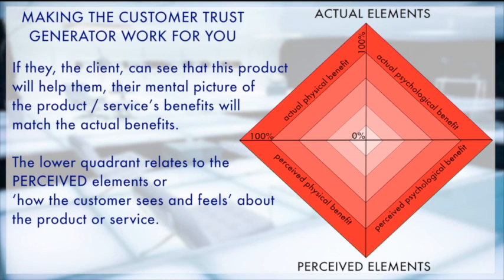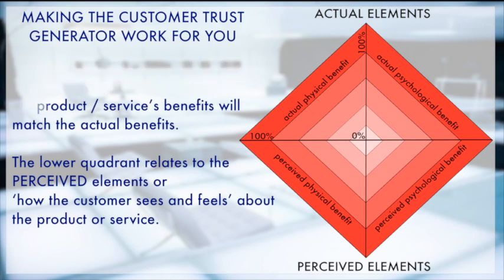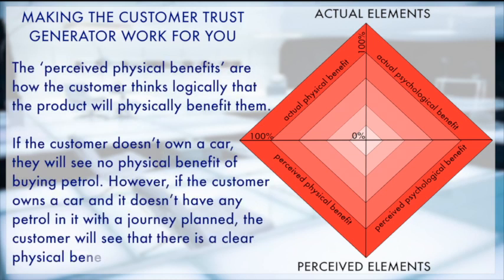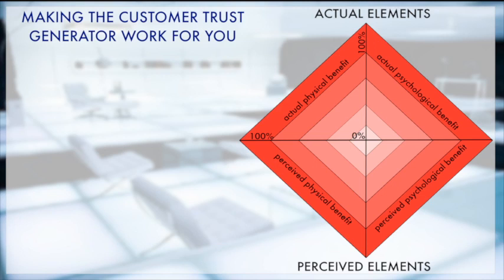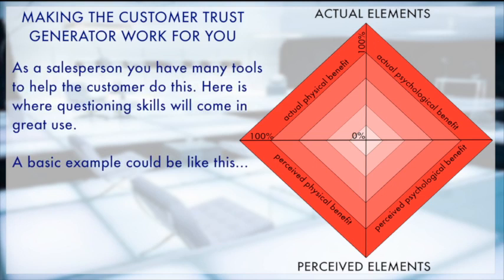Now the lower quadrant relates to the perceived elements, or how the customer sees and feels about the product or service. The perceived physical benefits are how the customer thinks logically that the product will physically benefit them. So if the customer doesn't own a car, they will see no physical benefit of buying petrol. However, if the customer owns a car and it doesn't have any petrol in it, with a journey planned, the customer will see really easily that there is a clear physical benefit in buying petrol. As a salesperson, you have many tools to help the customer do this. Here is where the questioning skills that we deal with in this training course come into great use.